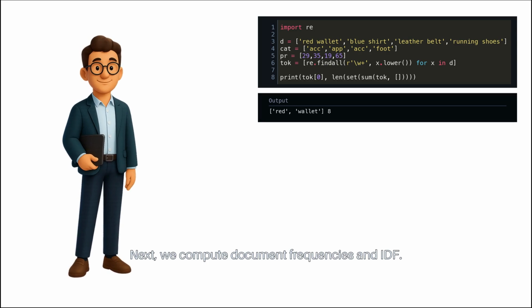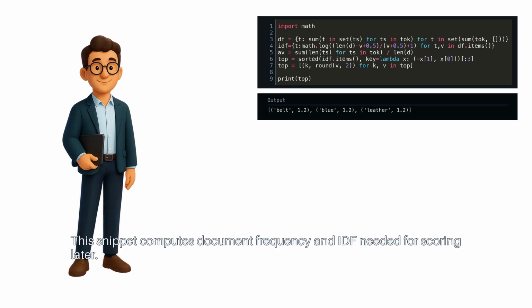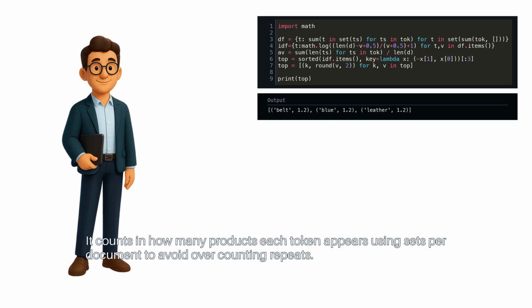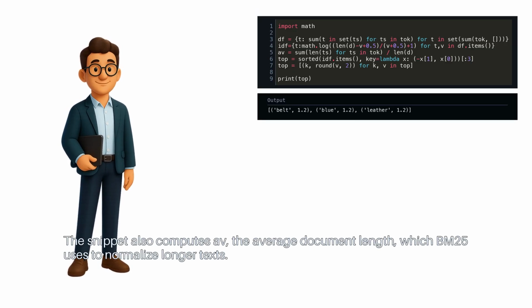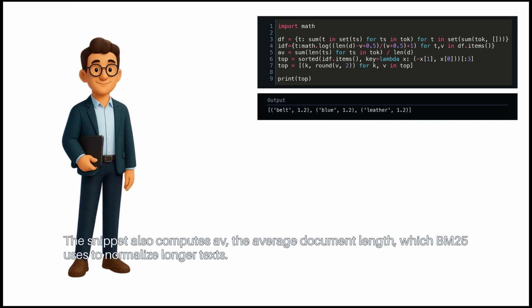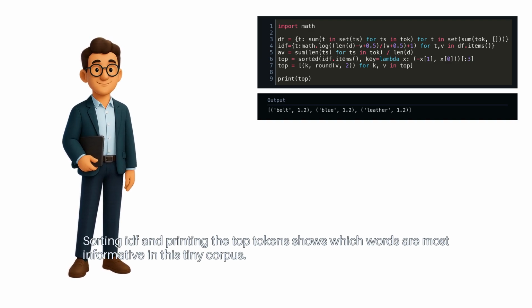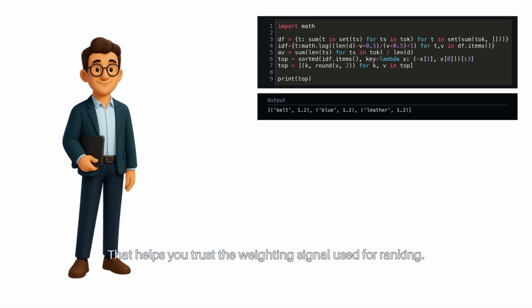Next, we compute document frequencies and IDF. This snippet computes document frequency and IDF needed for scoring later. It counts in how many products each token appears using sets per document to avoid overcounting repeats. The IDF is computed with a BM25 style log formula that downweights frequent words and boosts rare ones. The snippet also computes AV, the average document length, which BM25 uses to normalize longer texts. Sorting IDF and printing the top tokens shows which words are most informative in this tiny corpus. That helps you trust the weighting signal used for ranking.